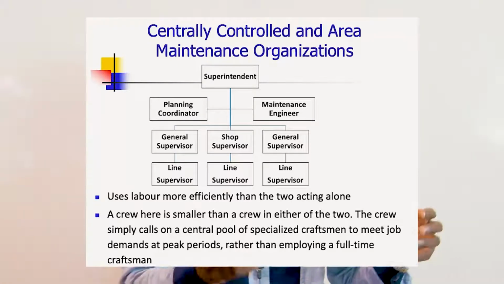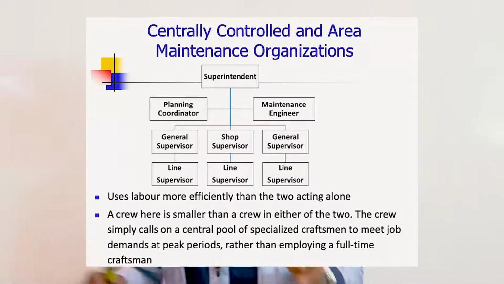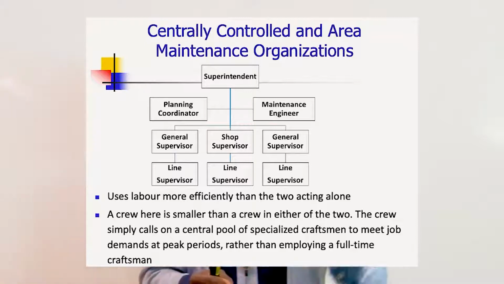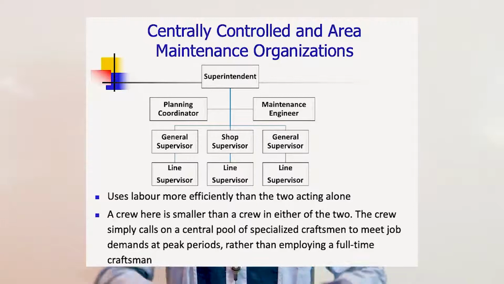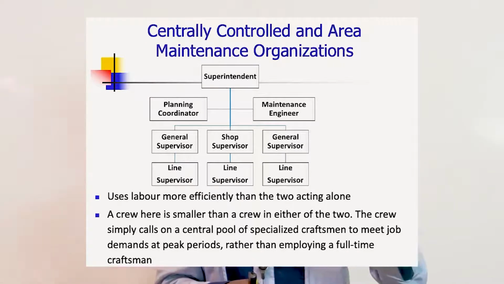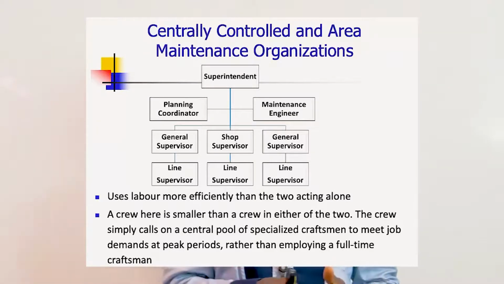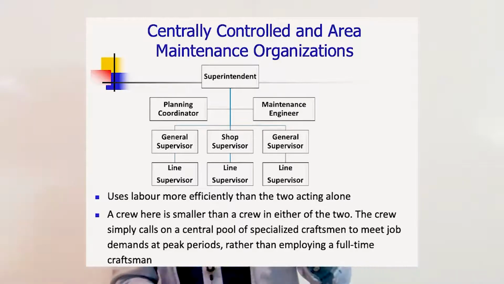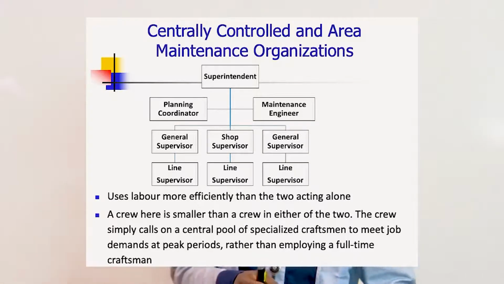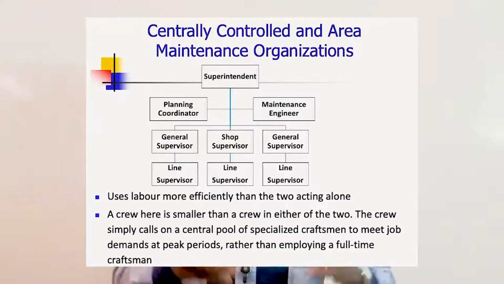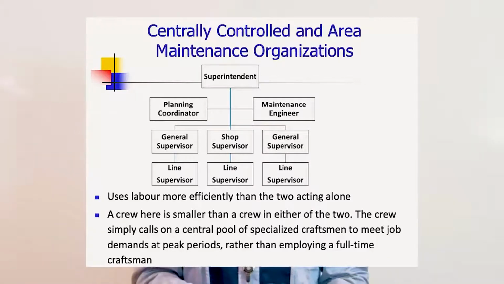This is a combination of the centrally controlled organization and the area organization. The essence of this marriage, this arrangement, is to achieve a more efficient use of the existing labor workforce, so that we can achieve our results more. A crew here is normally of a smaller size than a crew in the area organization or the centrally controlled organization. The crew simply calls on a central pool of specialized craftsmen to meet job demands at peak period, rather than employing a full-time craftsman.